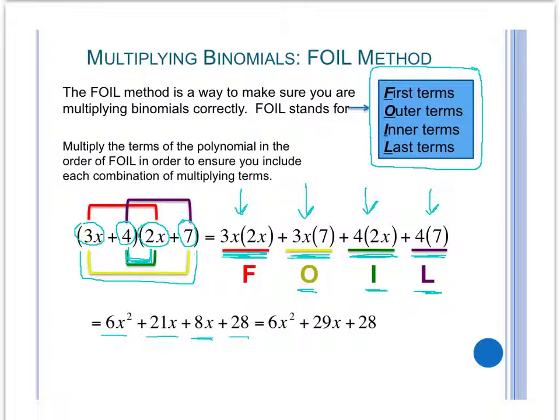Now, notice that we have like terms that need to be combined because we have an x to the first power and an x to the first power. So to combine those like terms, we look at the coefficients, 21 and 8, and we need to add those together in order to get 29x. And so the most simplified version of this expression would be 6x squared plus 29x plus 28.